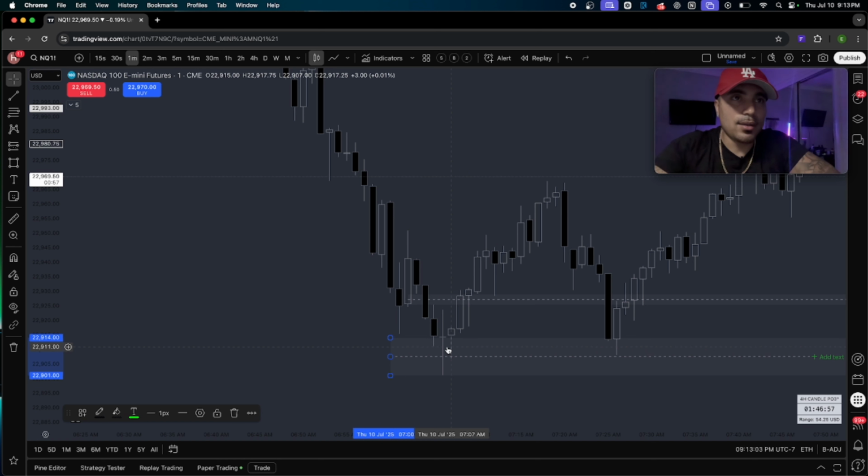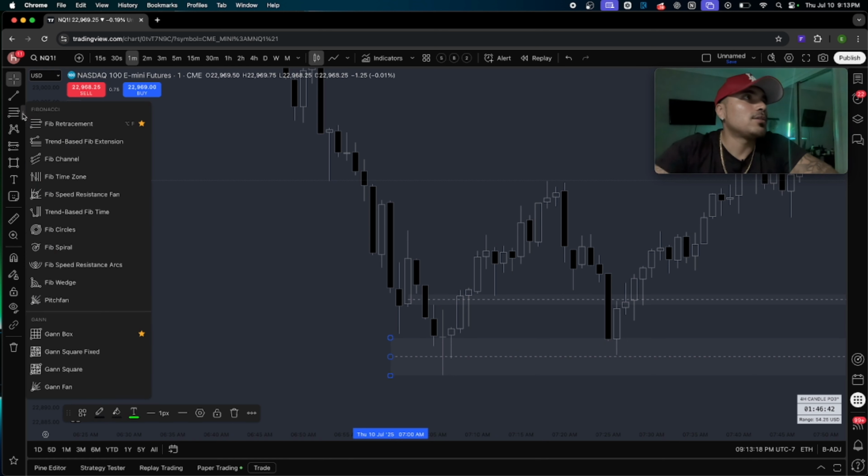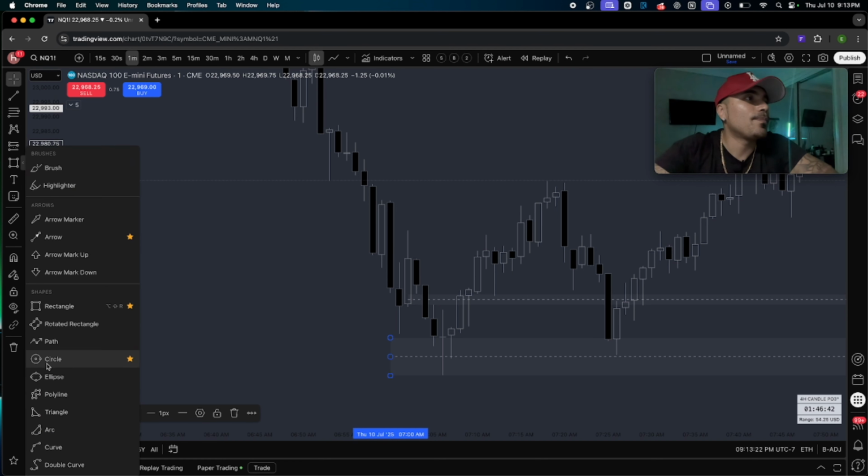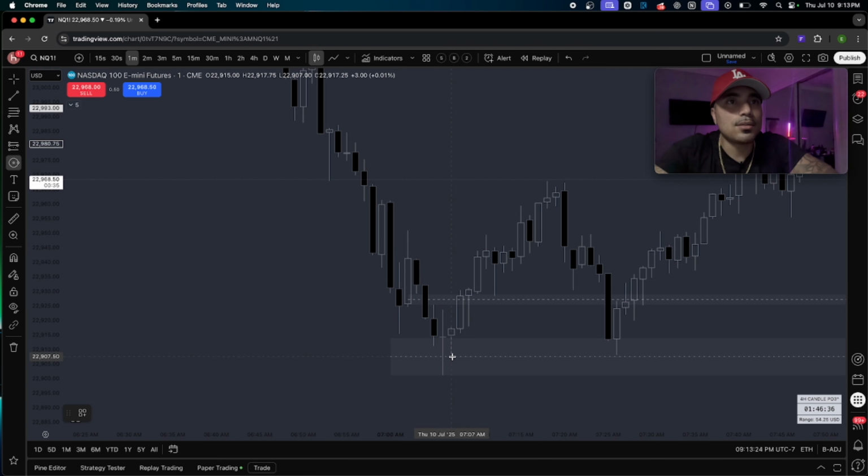This is where I got in at. Obviously I had to wait, and I wish I had the screenshot of it, but I think my entry was at the bottom of this wick, because I waited for this confirmation. And that's the crazy part. I don't know if a lot of you guys know about this stuff, but this is called a rejection block. And I'm going to type that in right here.